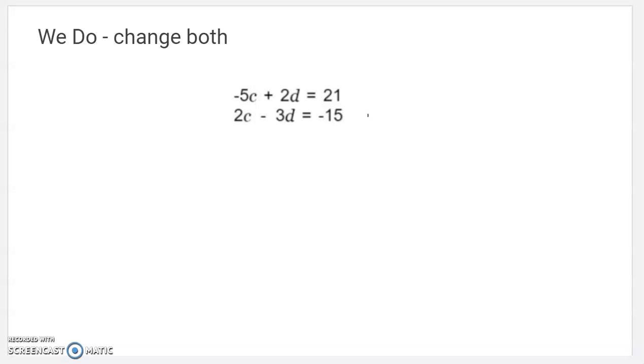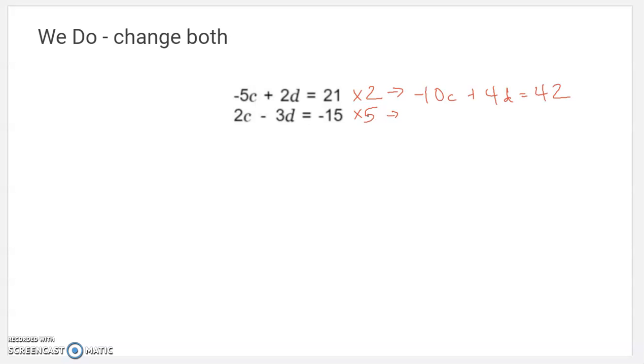I think, let's do this one. Let's make these match, because you'll notice now we're going to have a chance to add them rather than subtract them, which we haven't done before. So that would be pretty nice. So what I'm going to choose to do to make these coefficients both, I'm going to make this one -10 and this one +10. I'm going to multiply the top one by 2 and the bottom one by 5. And when I do, let me show you what I get. Then I'll get -10C plus 4D equals 42.